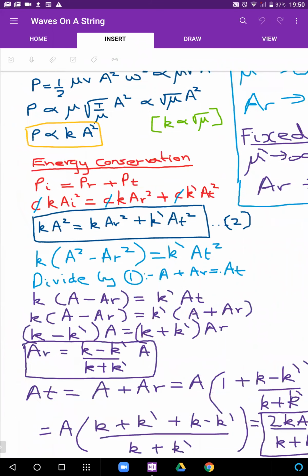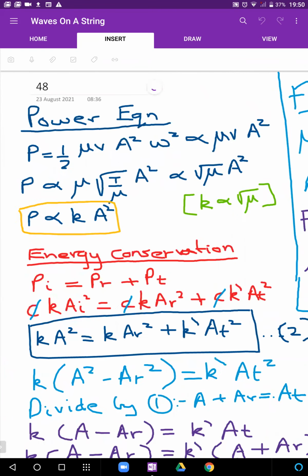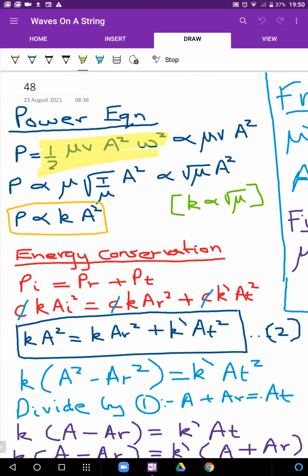Okay, so my power equation is, power by the way was half mu v a square omega square. That's the formula for power. ये याद करना है. It's like the SHM equation where mass has been replaced by mu v. SHM का total energy is half m a square omega square. यहाँ पे total energy is half m की जगह mu v a square omega square. Okay. अभी omega is constant. The power is proportional to mu into velocity into amplitude square.